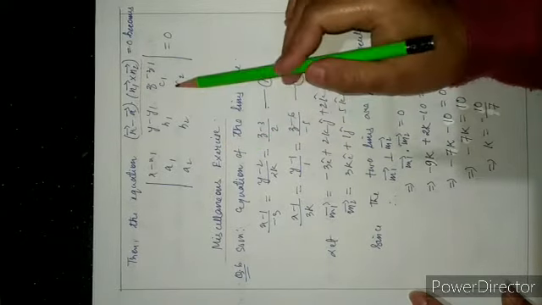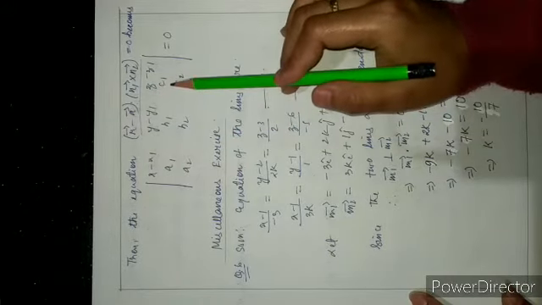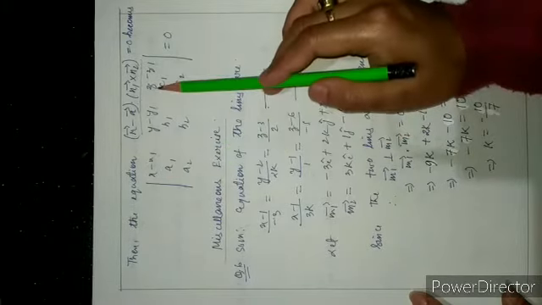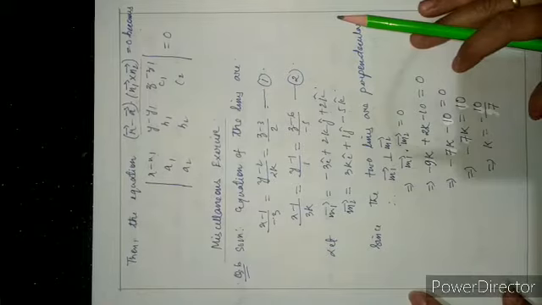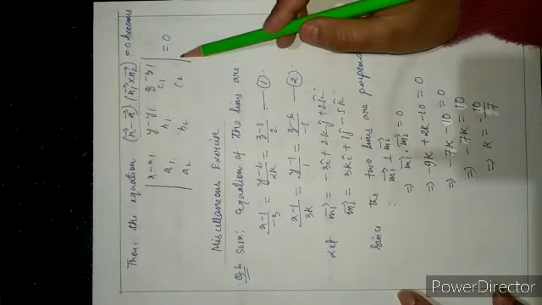Expanding this, we will get an equation involving x, y, and z, and that equation will represent the equation of the plane passing through a given point and perpendicular to two given planes.